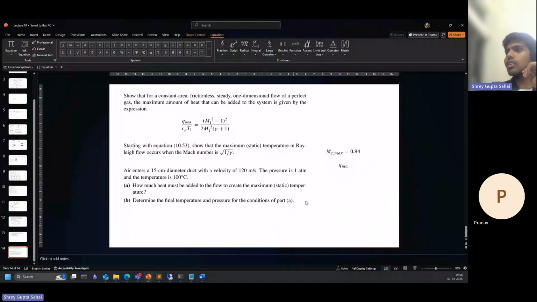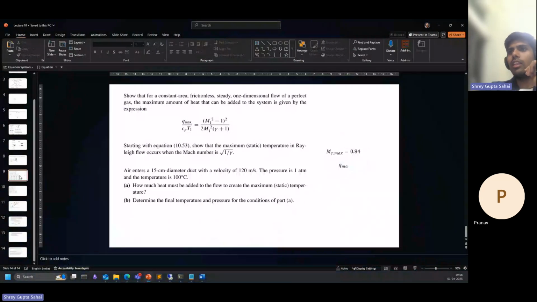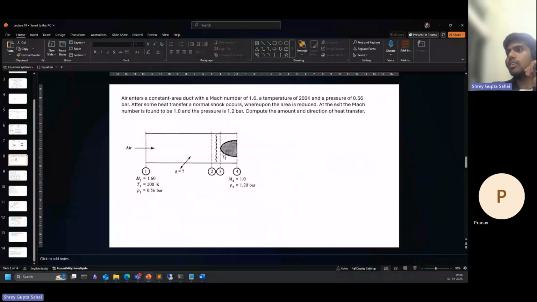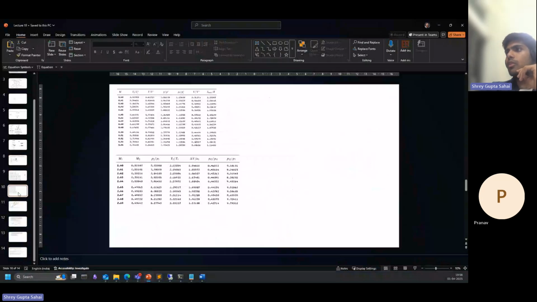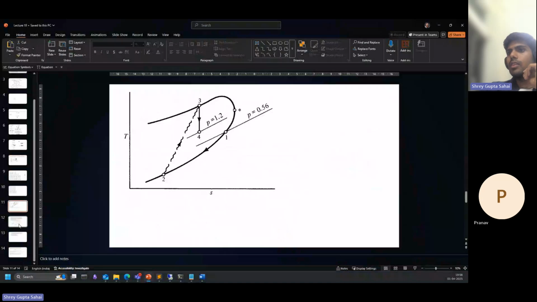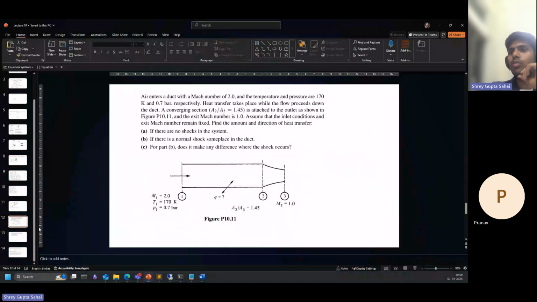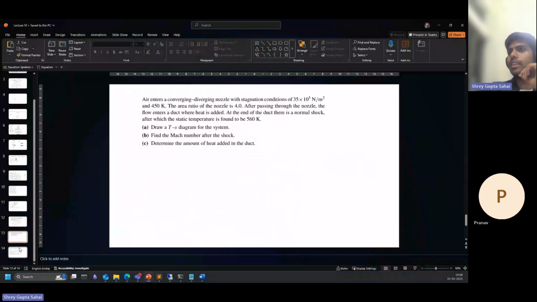That was a small substitution problem, not something very tricky. I had other questions where you will have area changes and normal shocks along with Rayleigh flows. So maybe we'll do that next time. Two more questions I had, maybe we can do them next time.